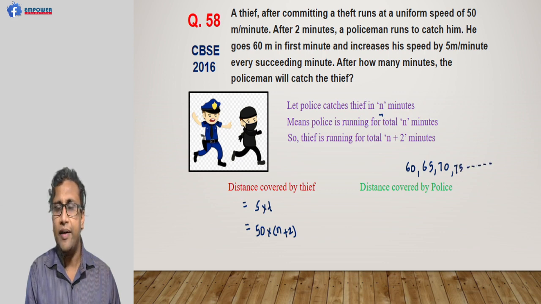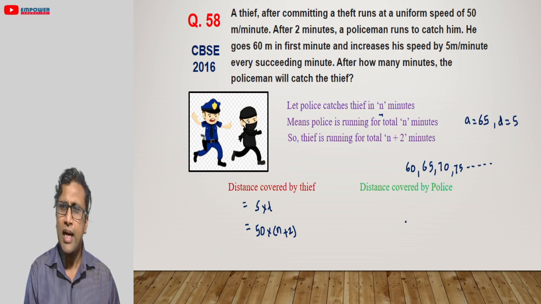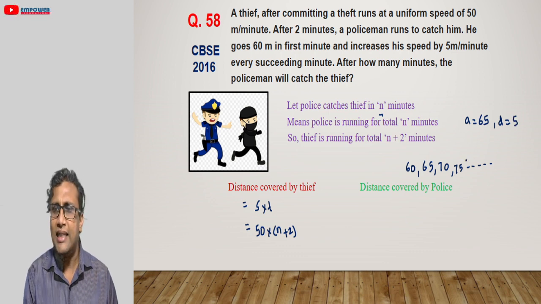So what I can see here, there is an AP with the first term, that is A. A is equal to 65. What about D? My D is the common difference, that is 5. Good. And now I want to calculate the addition. I have to add all these numbers up to which minute? Up to nth minute, right?